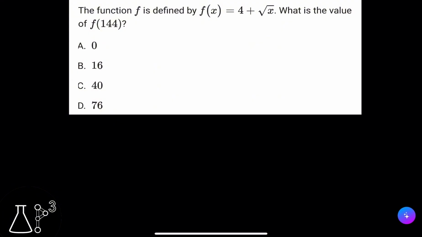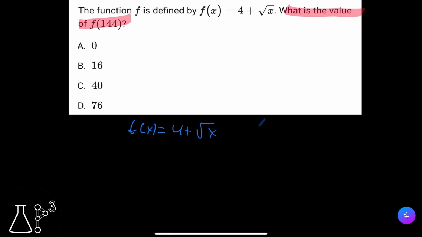The question asks the following: the function f is defined by f of x equals 4 plus the square root of x. What is the value of f of 144? So what are we given? We're given an equation of f of x equals 4 plus the square root of x. So I'm going to rewrite that: 4 plus square root of x. And we're looking for, obviously, the value of f when x equals 144.